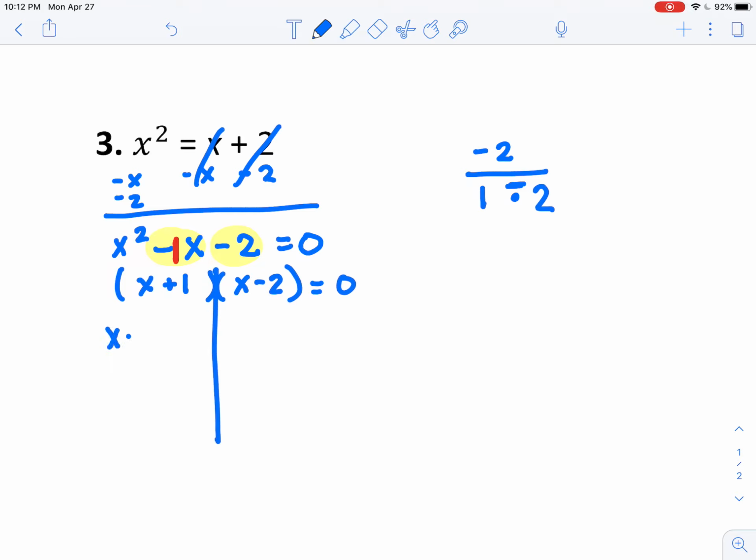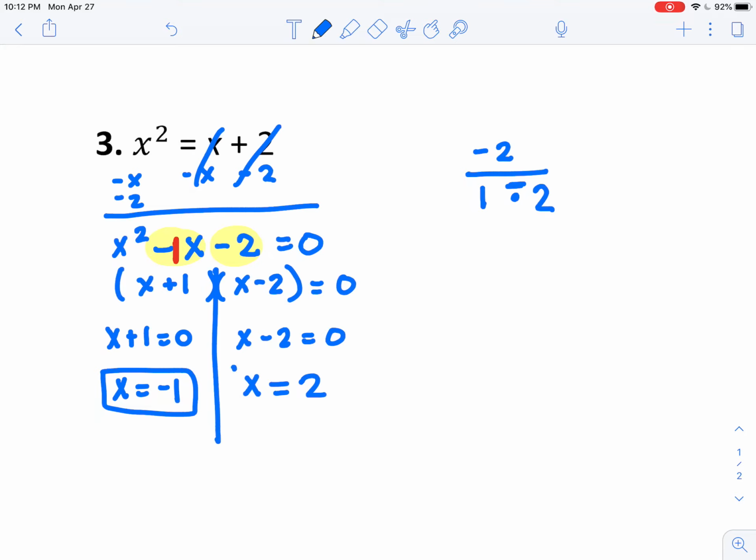Now that we've factored, we split, set each factor equal to 0. So x plus 1 equals 0, or x minus 2 equals 0. And solve. When we subtract 1 from the first equation, x might equal negative 1. And when we add 2 to the second equation, x equals positive 2.